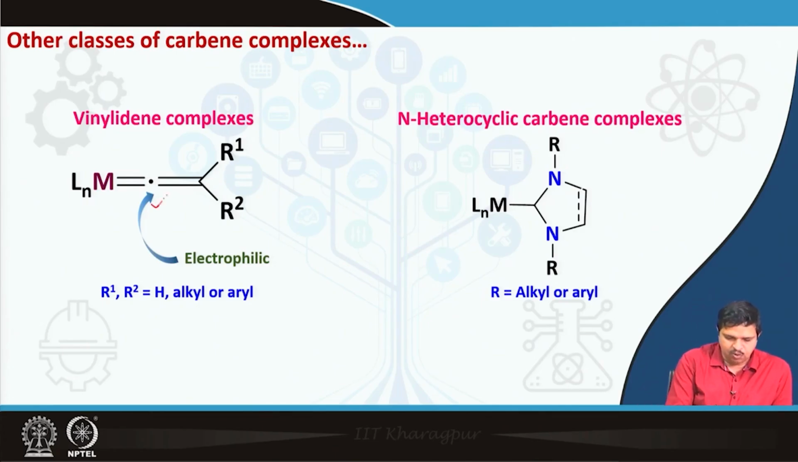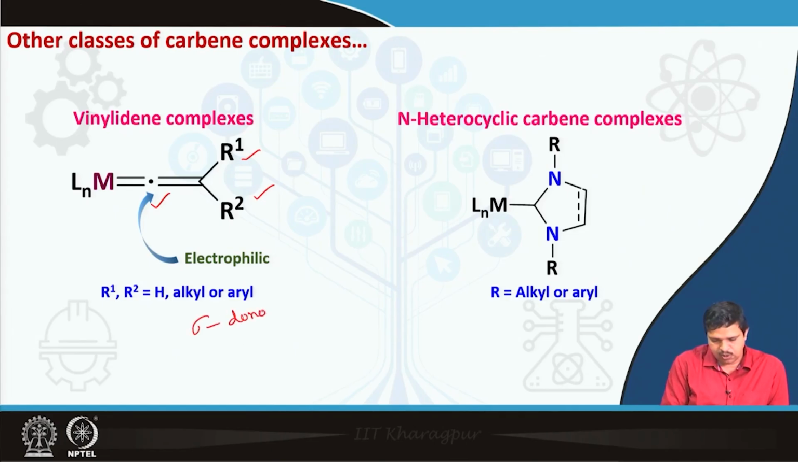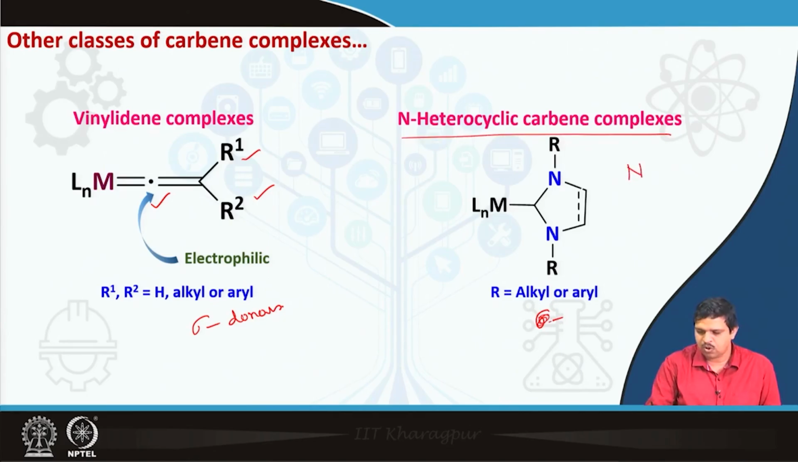These are the other classes of carbene complexes, which we will discuss later: these are vinylidene complexes. This is another carbene complex, and again the carbon center is electrophilic, and here R1 and R2 are more like alkyl and aryl, so highly sigma donor type ligands. And here you will see a very special type of carbene. This we call NHC, N-heterocyclic carbene. We will discuss it in later classes. This is a very special category of carbene ligands.